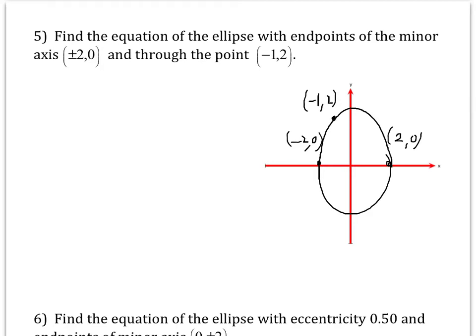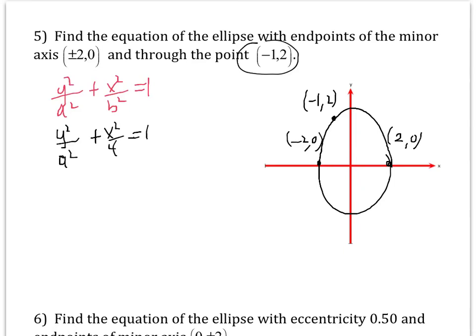So it's going to have the form y squared over a squared plus x squared over b squared equals 1, right? And we know b is 2, so b squared is 4, so we got y squared over a squared plus x squared over 4 equals 1. So how do we finish this? Well, how about using the fact that it goes to this point? When x is -1, y is 2. Let's plug the point in, we can find a.